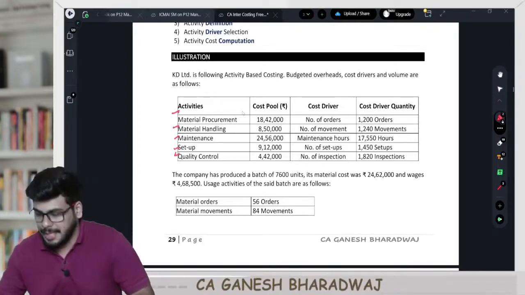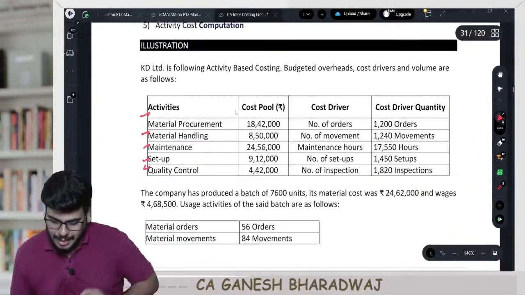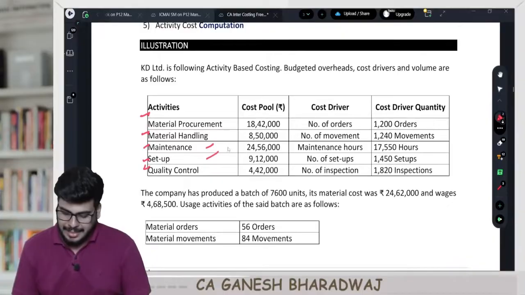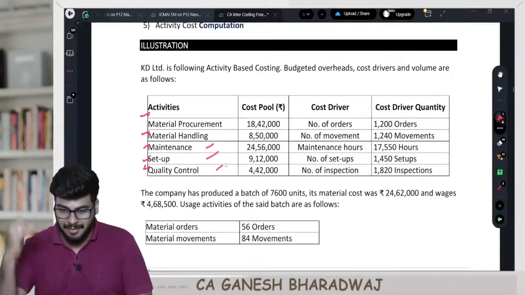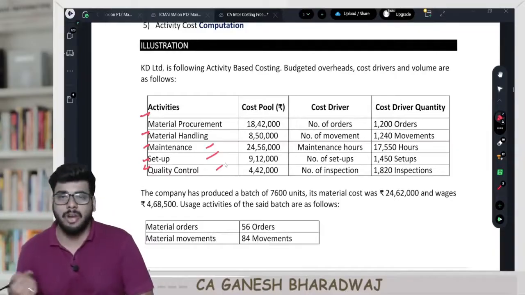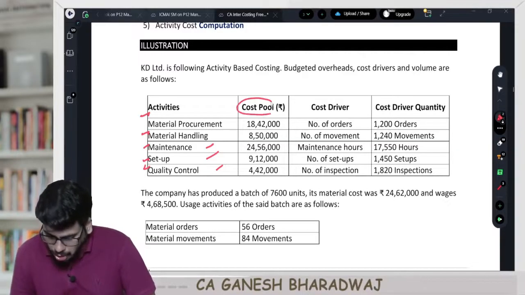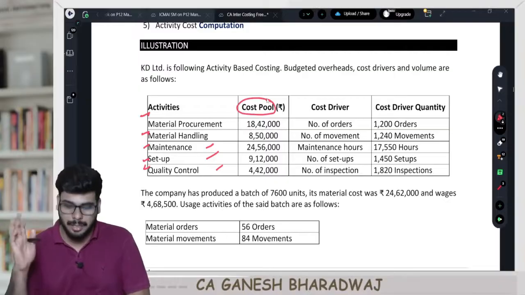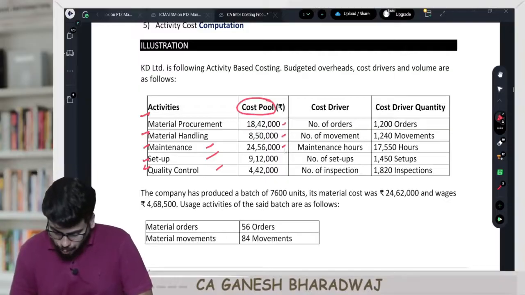Material procurement activity, your material handling activity, your maintenance activity, setup activity, quality control, right? They have listed the activities. For each of the activities, how much is the cost incurred? That amount is called the cost pool. Learn the terminologies, right? The cost pool is given.